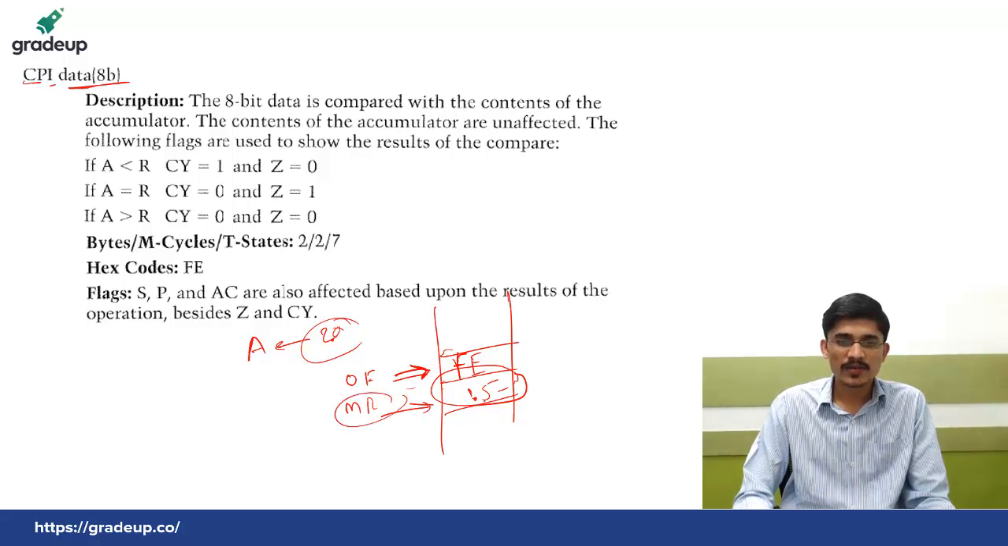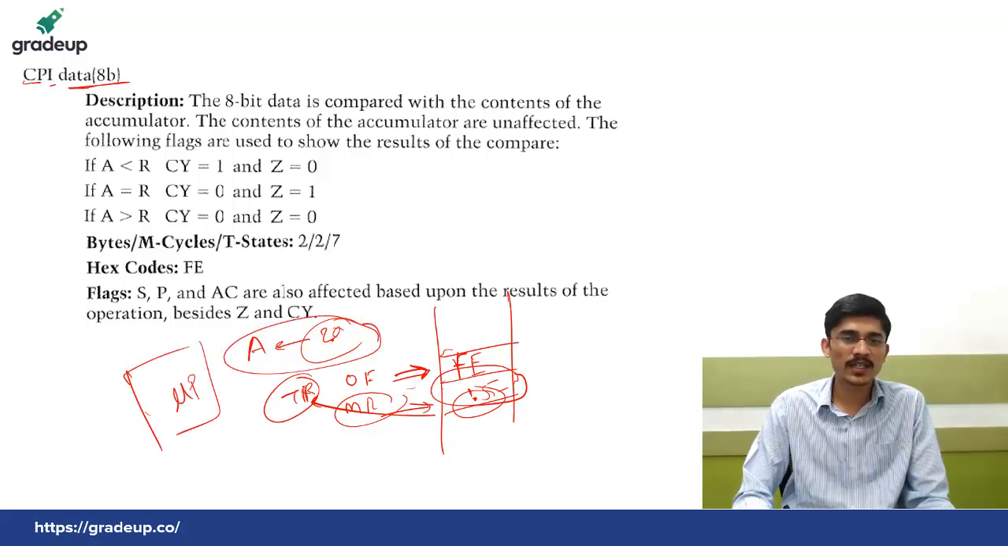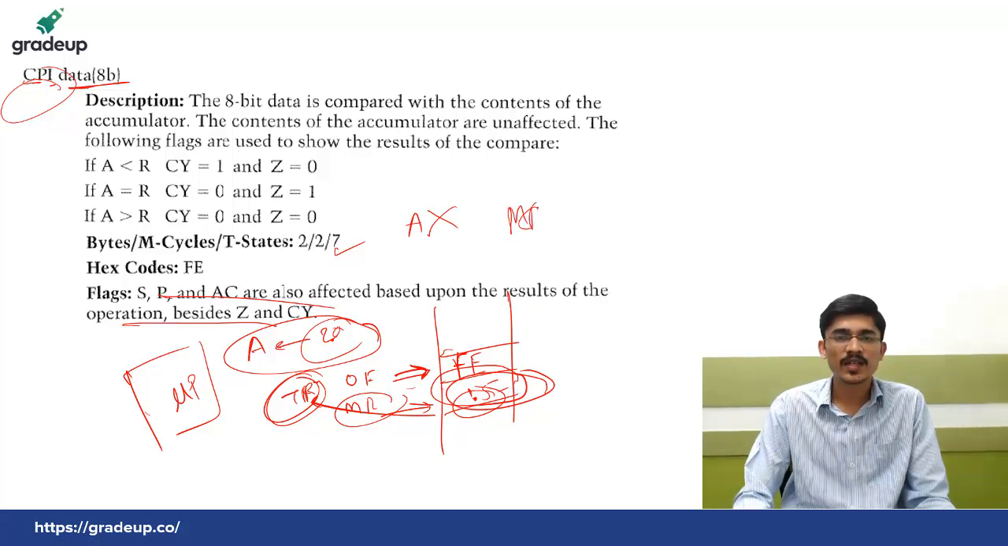Now this data is copied to the temporary register. So now in the microprocessor itself you have the accumulator content and this temporary register, so it will not require any further time. After the memory read, that is after 7 T states, the flags will be affected, but we know that in the compare operation the contents of the accumulator will not change. So the 8-bit data is compared with the contents of the accumulator, and the contents of the accumulator are unaffected.